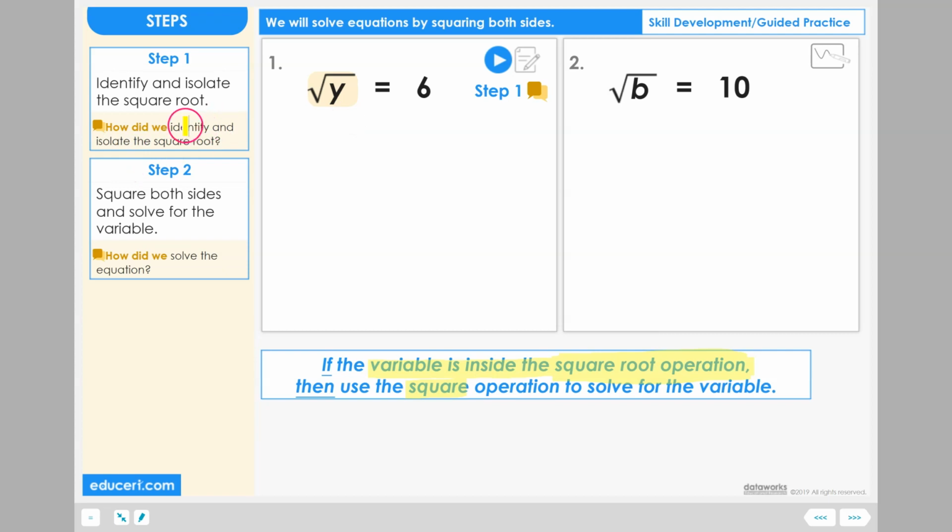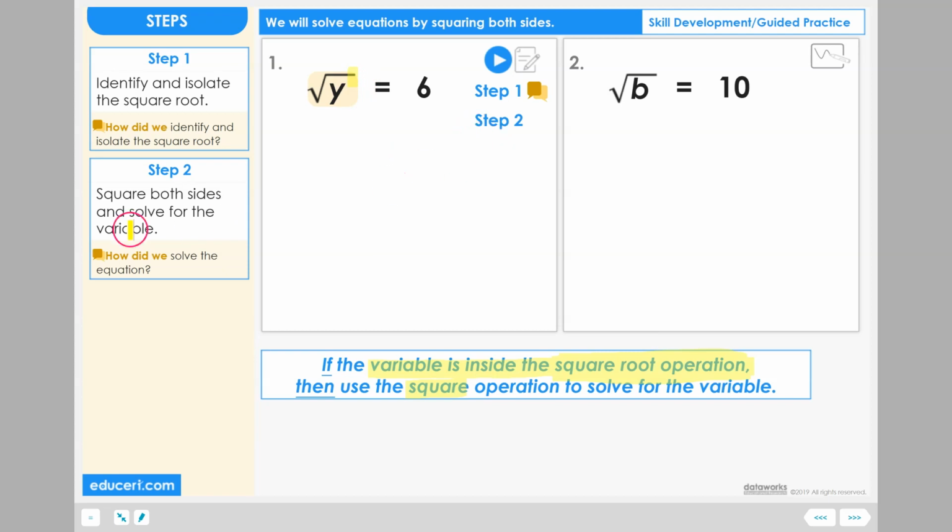So step 1 is complete. How did we identify and isolate the square root? First we identified the square root by just finding the square root operation, and it's already isolated, so we didn't have to do anything else except recognize that it was isolated to begin with.